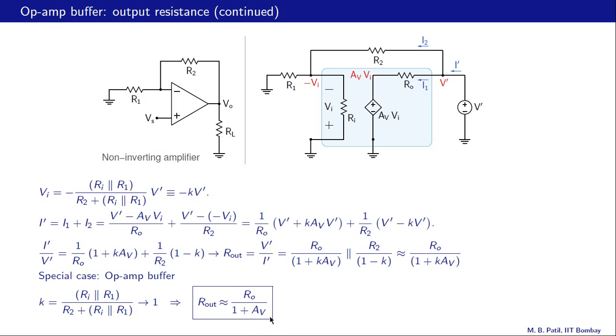AV of course is the voltage gain of the op amp, the open loop gain, which is a large number, 100,000. RO is already very small, something like 50 ohms for the 741, 50 or 75. So this quantity is really tiny. So for all practical purposes, we can treat Rout as a 0 ohm resistance. So the op amp buffer not only provides a very high input resistance, it also provides a very low output resistance. So let us keep these desirable features of the op amp buffer in mind.